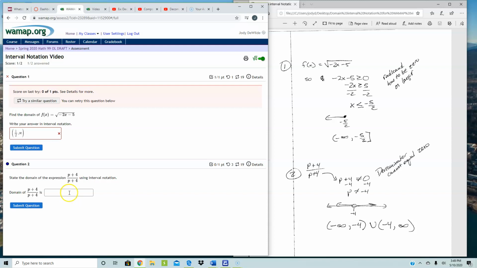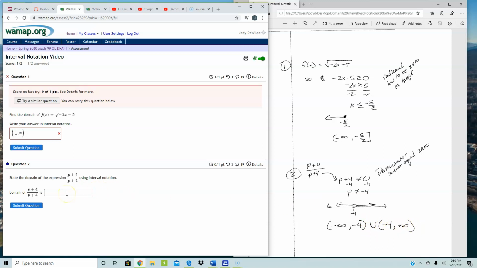Let's look at this second example. This one has p plus 4 in the denominator. To find the domain, if I have a fraction, I know the denominator cannot equal 0. So I set it up and solve it, and I know p cannot equal negative 4. On a number line, there'd be an open circle at negative 4, and p could be anything below it or above it. So there are two parts to the answer. I can go from negative infinity up to negative 4, not including it, so open parenthesis. Then I put the union symbol, and start again at negative 4 and go up to infinity.